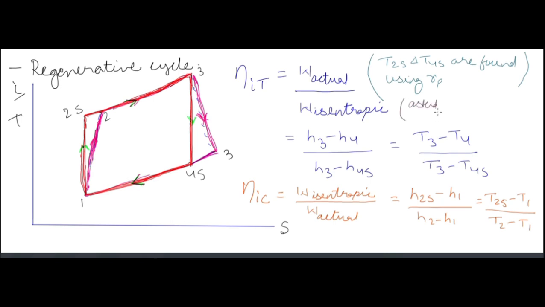While for the actual values, if the question asks about the actual work output of the turbine or compressor, or the net work output or the efficiency, you will have to go by the polytropic values. If it's given that the expansion and compression are polytropic processes, you have to go by that. You don't have to go by the 2s values and 4s values, because these are isentropic. So actual work corresponds to T2 and T4.